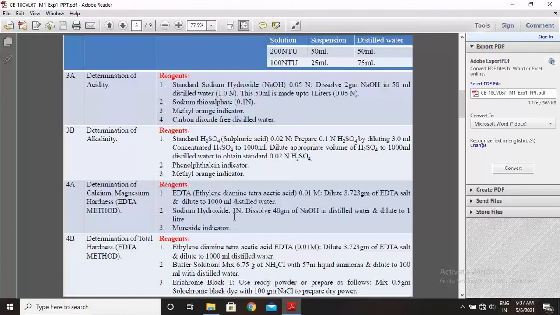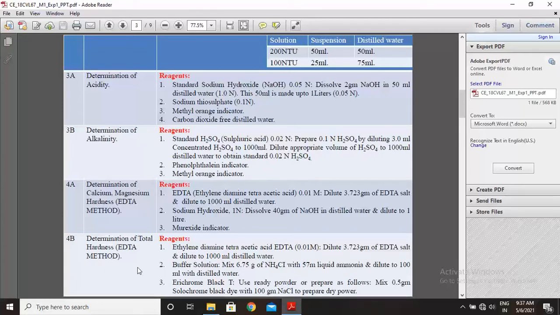Next, sodium hydroxide of 1 normality is required. To prepare this sodium hydroxide, dissolve 40 gram of sodium hydroxide in distilled water and dilute to 1 liter. Now it becomes sodium hydroxide 1 normality reagent. Next is murexide indicator. It is already available from the company.